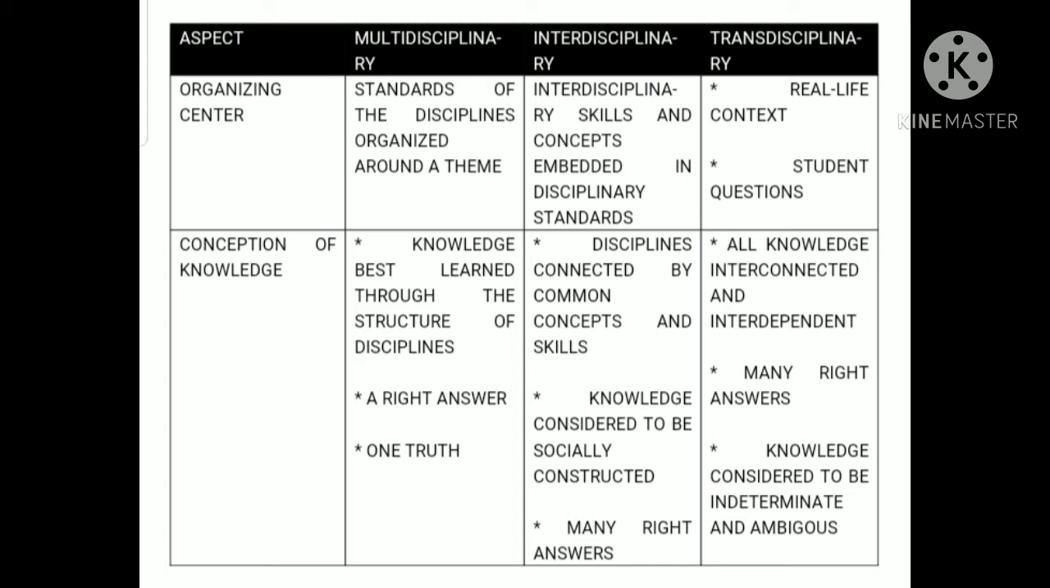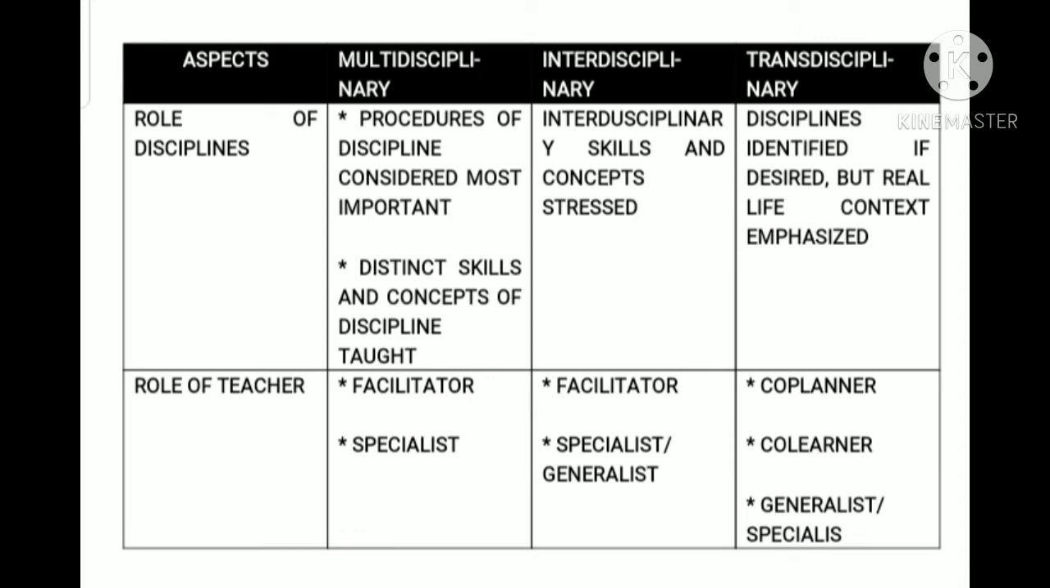Here, transdisciplinary shares similarities with the interdisciplinary approach as they are both looking for many right answers. Also, knowledge here is considered to be intermediate and ambiguous. Ambiguous means that knowledge has different definitions and different interpretations based on the three approaches given. Moving on to the third aspect, which is the role of disciplines.